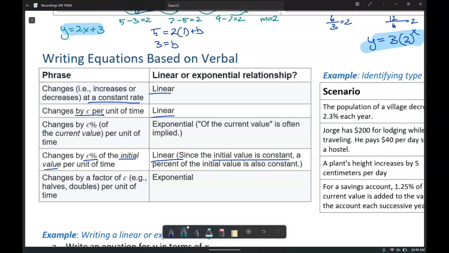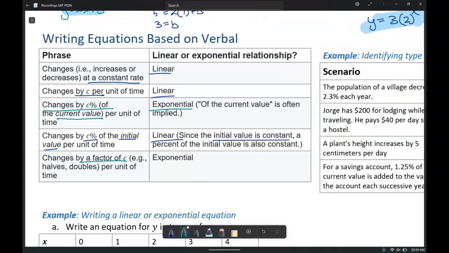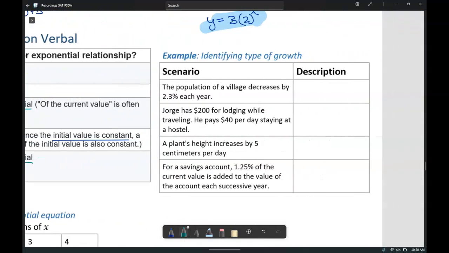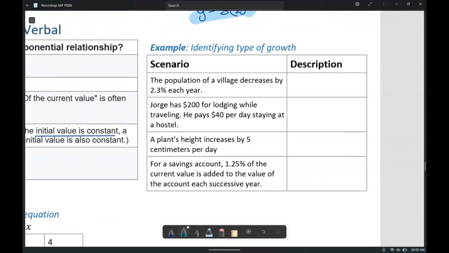However, if we're changing by a percent of a current value, like with Becca's subscriptions, that's going to be exponential. Or if we're changing by a factor, such as doubling something, tripling something, or halving something, that will also be exponential. Let's take a look at these scenarios and identify what part tells us if it's exponential or linear.